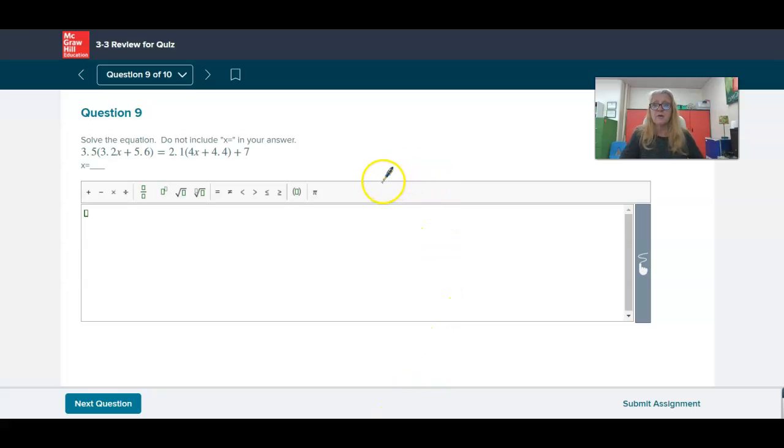Okay. So number 9 is the last math problem. And it's a doozy too. Let me make sure I copy it correctly, because anything can and will go wrong today. 3.5 times (3.2x plus 5.6) equals 2.1 times (4x plus 4.4) plus 7. While I'm doing this, why don't you pause this video and see if you can figure out the answer yourself. That's a big one. Wow. Okay. Welcome back. I hope you got that answered, and I hope it's not a rounding one.